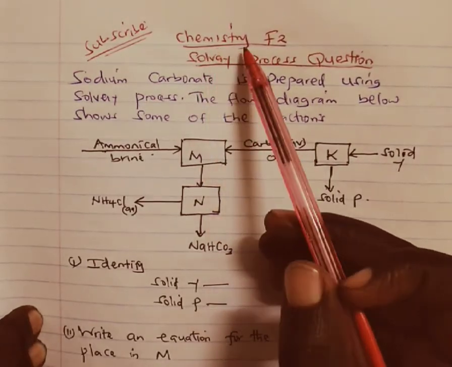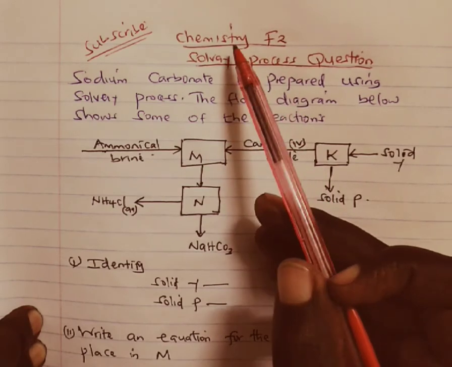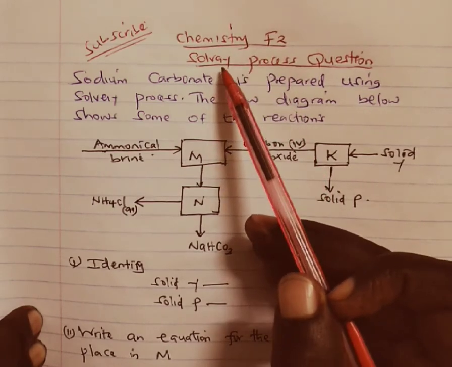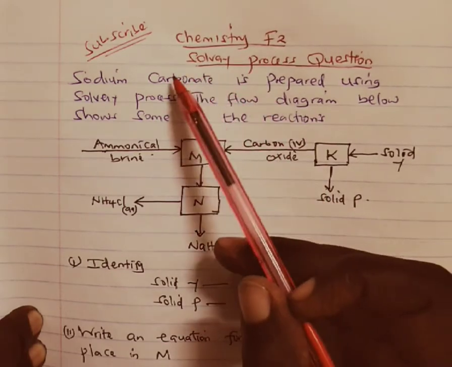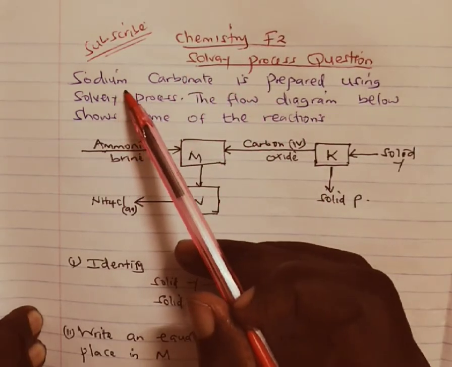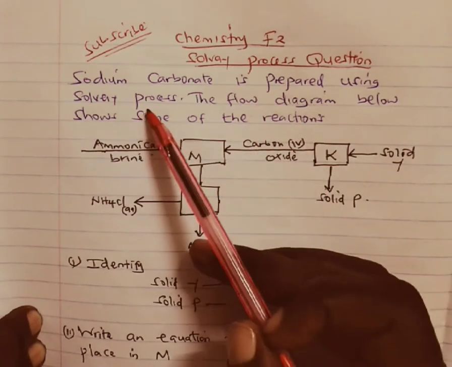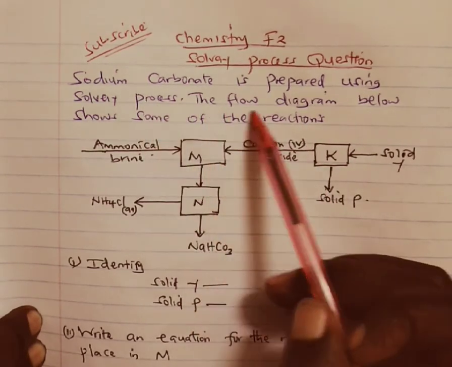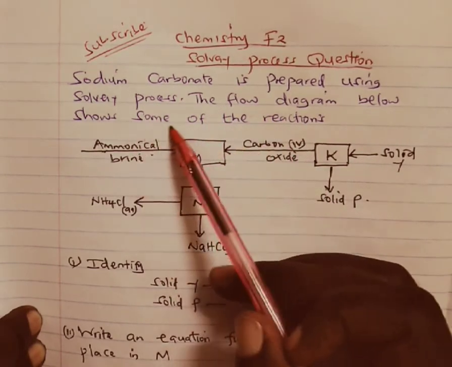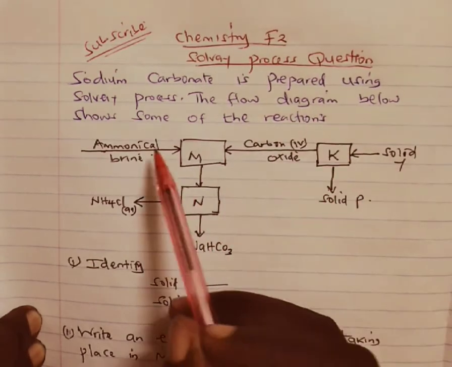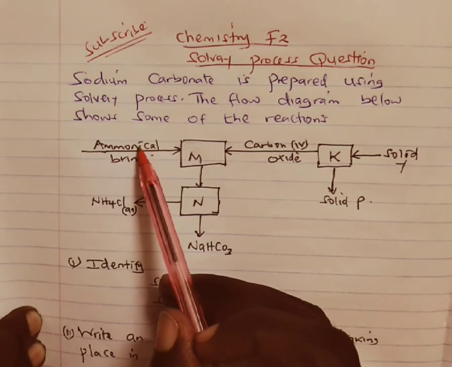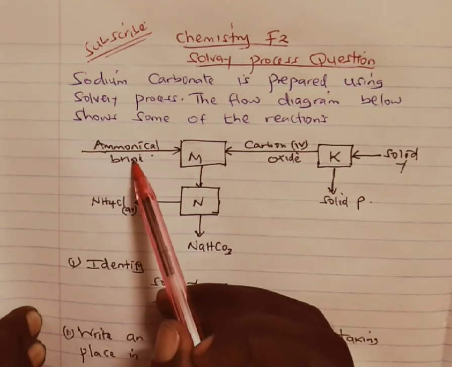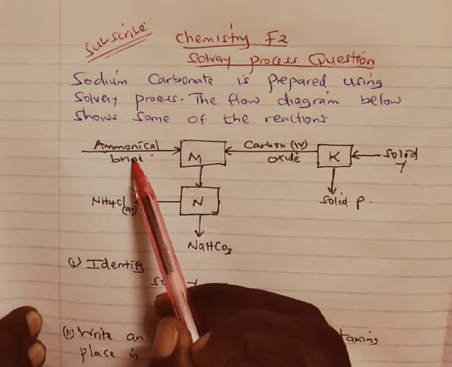Today we are going to do a quick revision on chemistry form 2 under the Solvay process. We have a question that reads, sodium carbonate is prepared using Solvay process. The flow diagram below shows some of the reactions. We have ammonia called brine, which is a mixture of ammonia and concentrated sodium chloride.